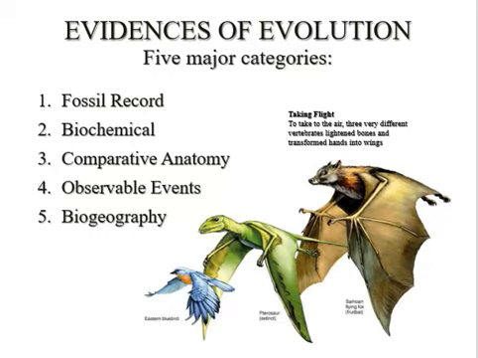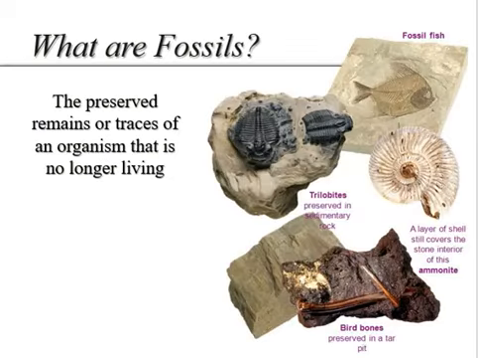The last one is biogeography. Biogeography pertains to the global distribution of organisms and the unique features of island species. Both of these not only are reflective of evolution, but they also reflect geologic change. So we'll begin with the first area of evidence, looking at the fossil record.